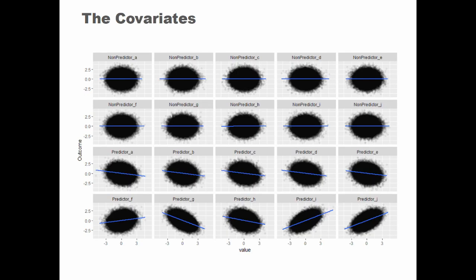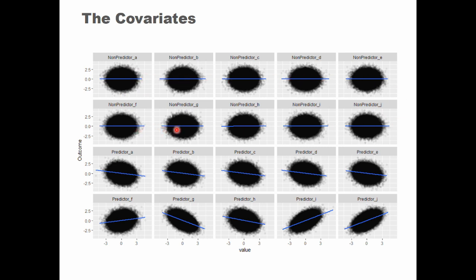Then we can look at the relationships between the different covariates and the outcome. You'll see the ones that are labeled as non-predictors have a horizontal line here. So there's no relationship in the simulated data, and you can see all the data points, 100,000 data points here. There's no relationship, just a blob with a horizontal line.